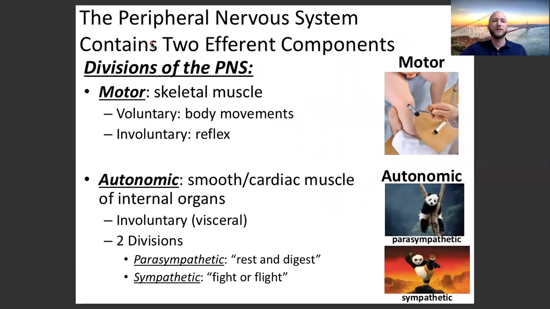Peripheral nervous system contains two efferent components. So somatic or motor, it sends messages to your skeletal muscles. Now, this division of the peripheral nervous system, PNS is peripheral nervous system, it's voluntary for skeletal muscle. You think quadriceps contract, your quadriceps contract. You think, I want to raise my hand up, bicep contracts.